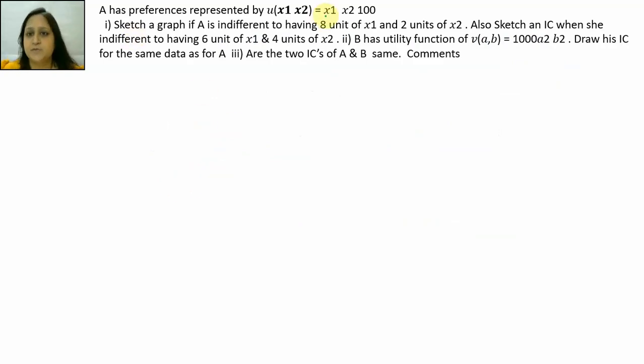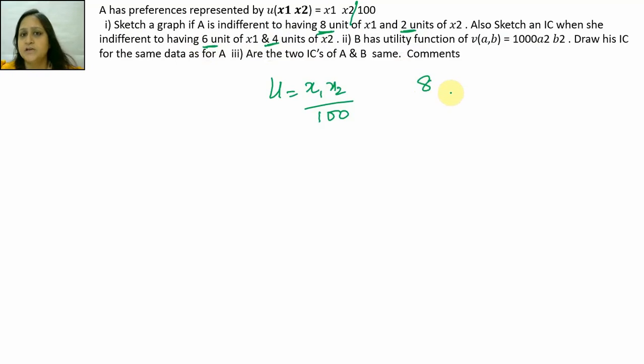A has preferences which are represented by U equal to x1, x2 upon 100. Sketch a graph if A is indifferent between having 8 units of good 1 and 2 units of good 2, and 6 units of good 1 and 4 units of good 2. So she is indifferent between 8 comma 2 and 6 comma 4. 8 into 2 is 16, 6 into 4 is 24. Okay, so basically 8 into 2 is 16, which means that my IC is for 16 upon 100.